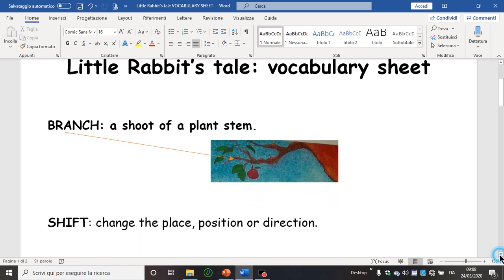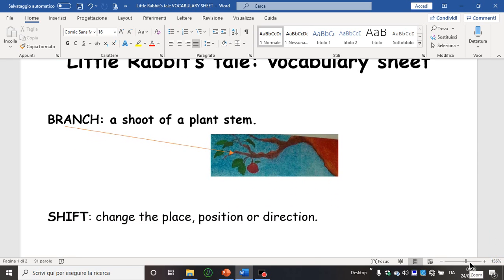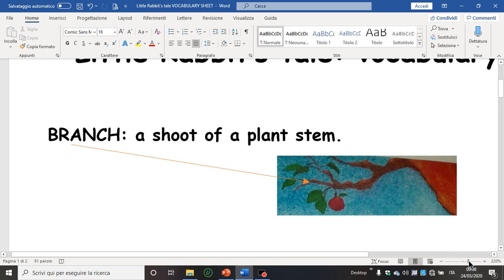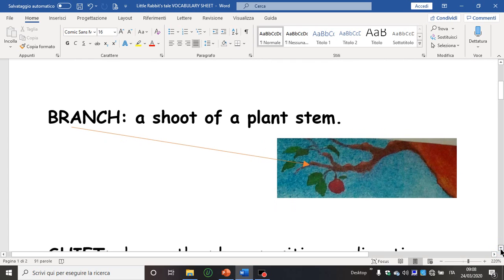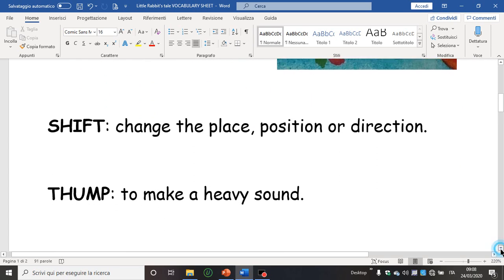What is the meaning of branch? I'll make the picture a little bigger. This is a branch, the branch of a tree. It's a shoot of a plant stem. Can you see it here? And can you also see the apple hanging from the branch? Okay. Let's move on to the next word.